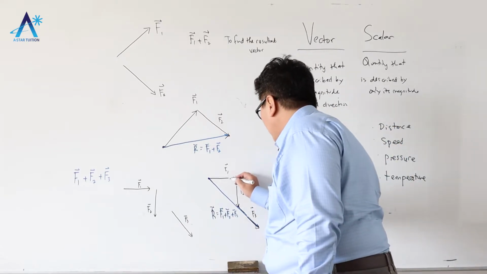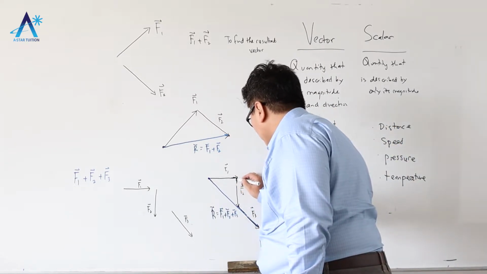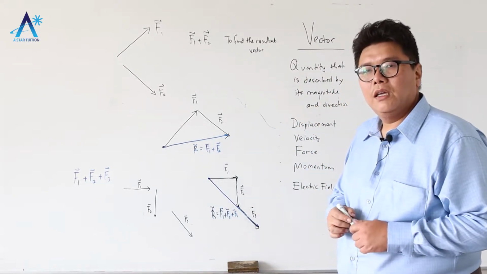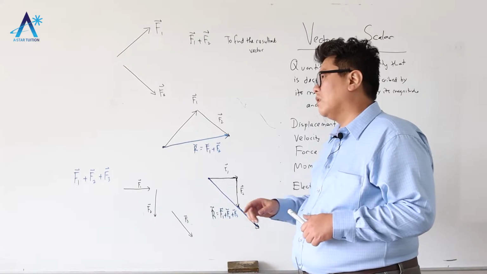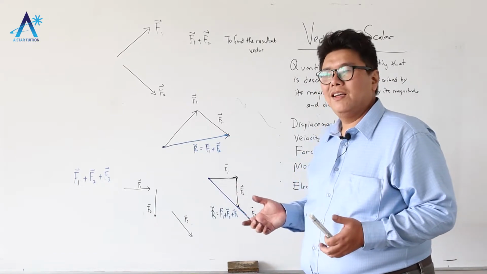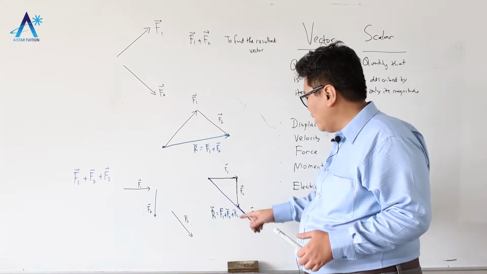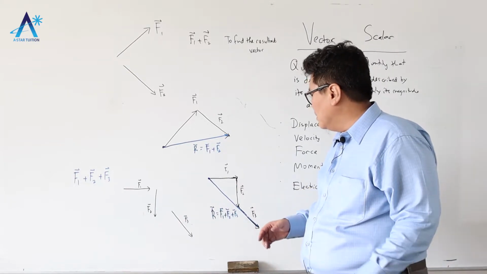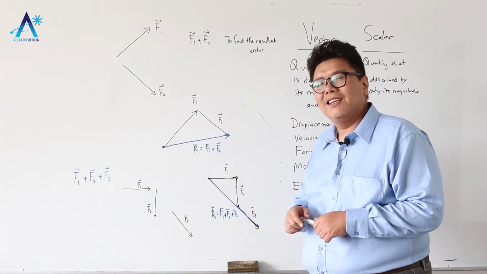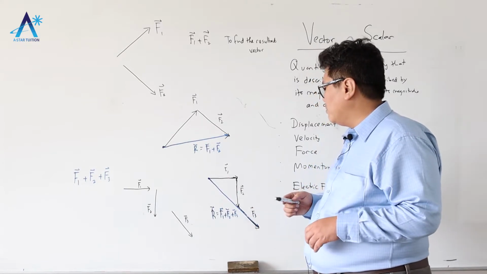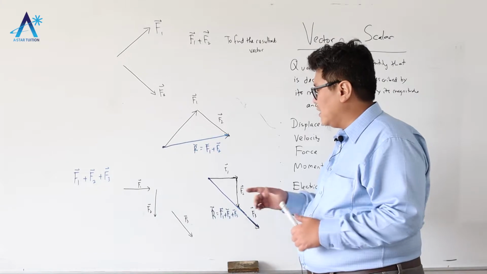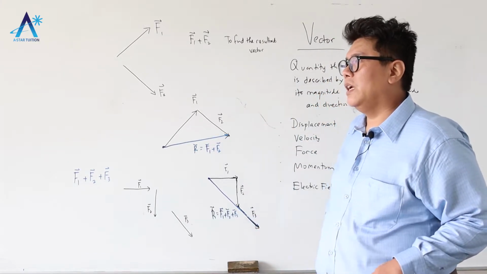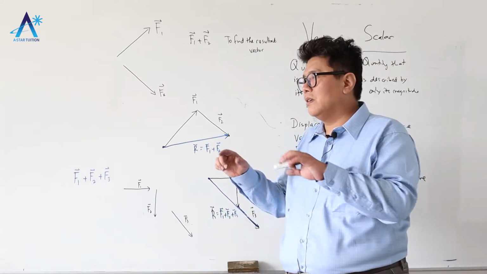Now you can see from this method that in order to improve the accuracy, you would need to draw this on grid paper, because otherwise the drawing would be very inaccurate. So the best way to find the resultant vector using the graphical method is doing it on grid paper and using some tool, like a ruler.